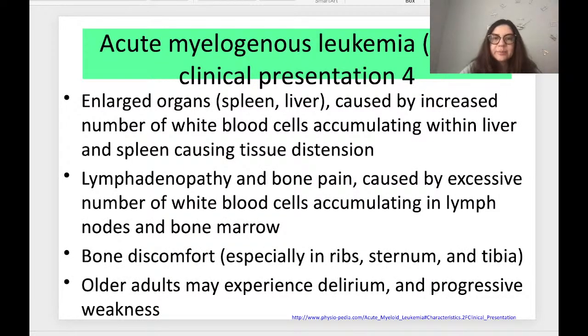Enlarged organs like spleen and liver are caused by an increased number of white blood cells accumulating in the liver and spleen, causing tissue distension. Lymphadenopathy and bone pain are caused by an excessive number of white blood cells accumulating in lymph nodes and bone marrow. Bone discomfort, especially in ribs, sternum, and tibia. Older adults may experience delirium and progressive weakness.